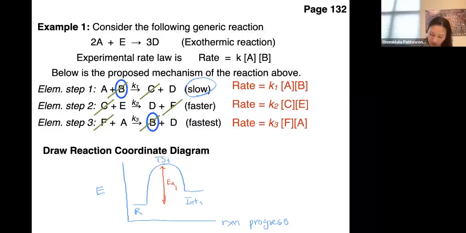Now intermediate 1 is going to go through the second step. The second step is faster, so it is going to be a relatively high EA as well, but smaller than the first EA. This would involve transition state 2, and transition state 2 is going to yield the second intermediate. And it said that the third step is the fastest. Therefore, the EA for the last step would be the smallest.